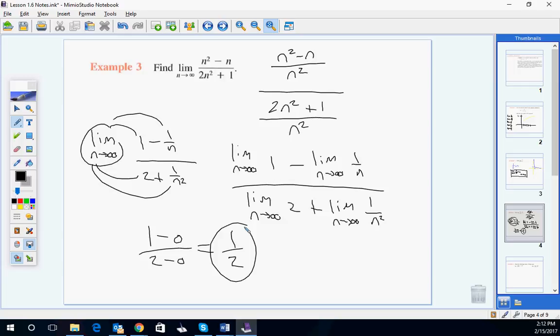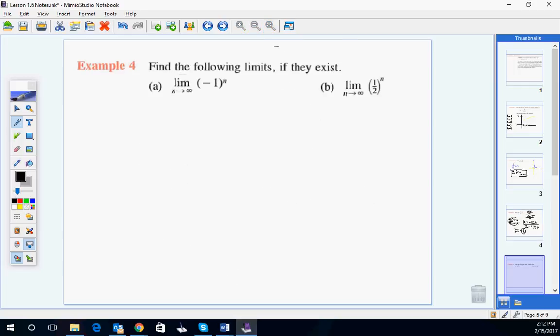Okay. So now we're going to do the next ones. We're going to see if these actually exist here. So find the following limits if they exist. Limit as n goes to infinity of -1 to the n. So just think about what that picture looked like. -1 to the n. We had a couple of sequences and series like this in Math 20. What do they do when they have a negative?